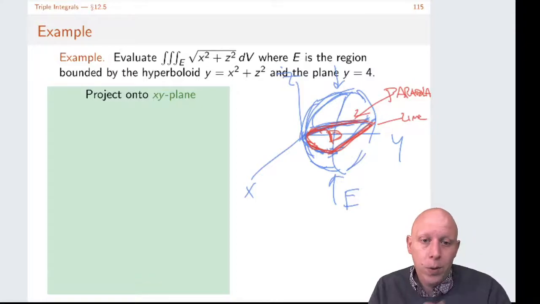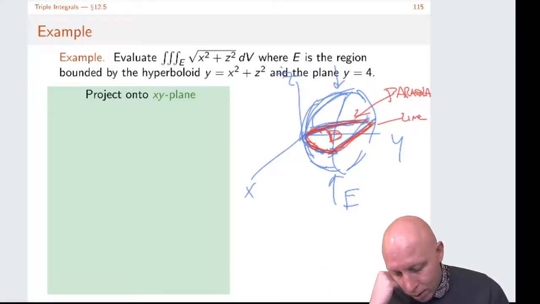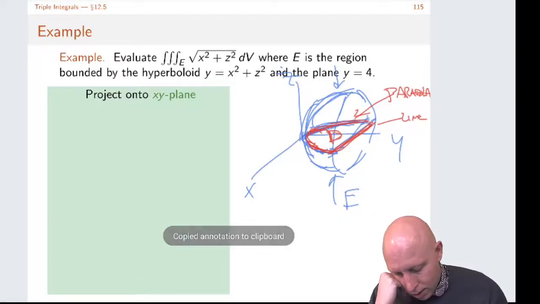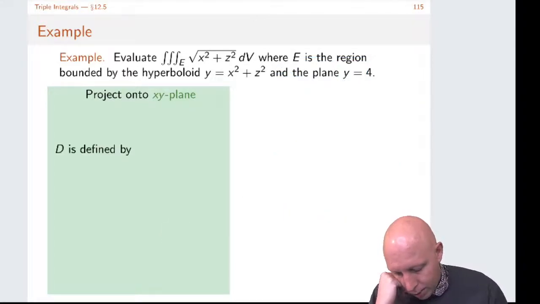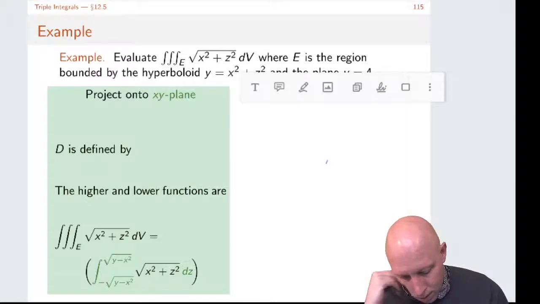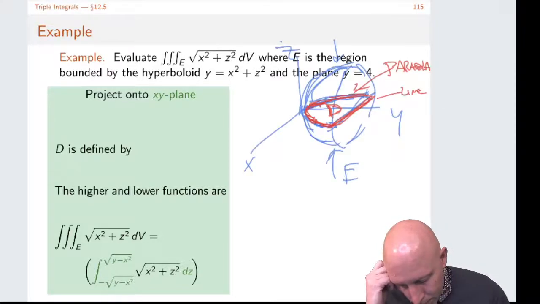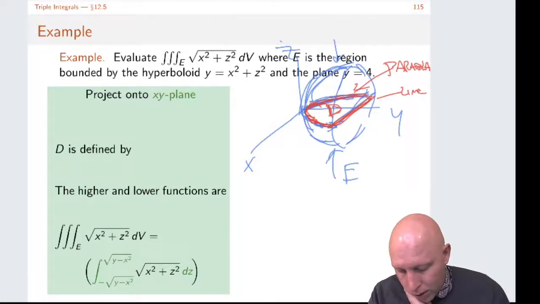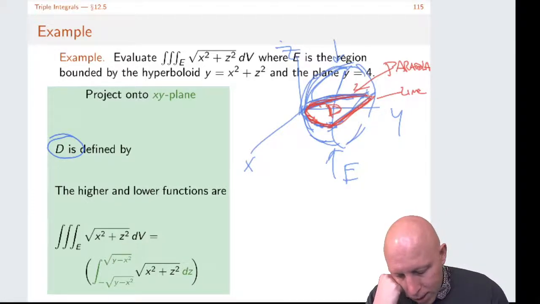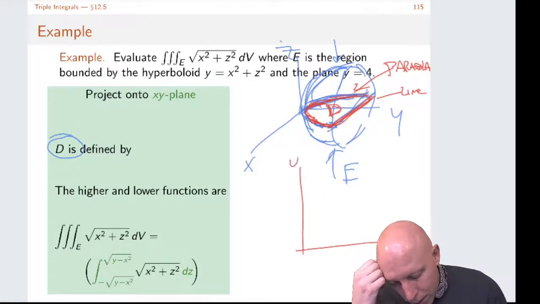All right, so we now have an idea about how this looks. Let me see if I can make this work. Copy. Let's go to the next slide. Paste. All right, so this is our picture. What we'd like to do is figure out how D is defined and how the upper and lower functions are defined. So what we now need to do is take this picture and put it into two dimensions, where we have our x and y plane.